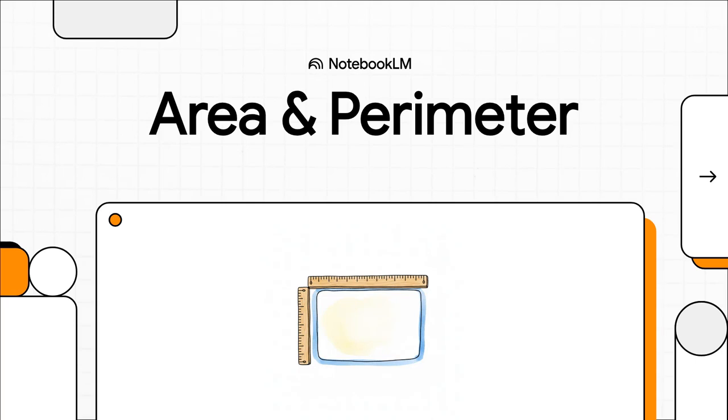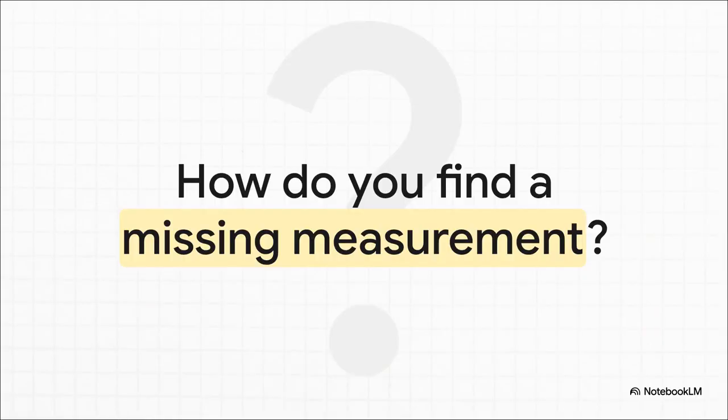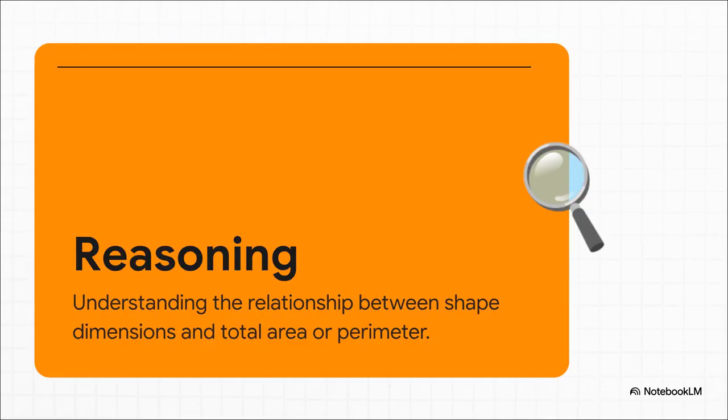Welcome to the Explainer. Today, we're playing Math Detective, using area and perimeter to find missing dimensions. But how exactly do we find a missing measurement when the numbers literally aren't there? In math, reasoning is your detective work. It's using the clues you do have to find what's missing.